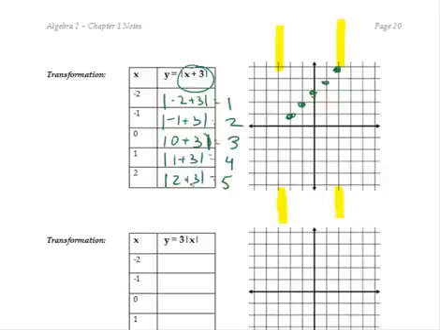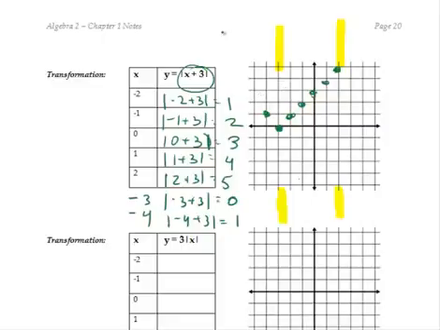So let's add some points on this left-hand side. Let's throw in a negative 3 and a negative 4. So negative 3 plus 3 becomes 0. So that's this one. Negative 4 plus 3 is negative 1, but the absolute value of negative 1 is positive 1. Oh, look, it looks like it's starting to turn.